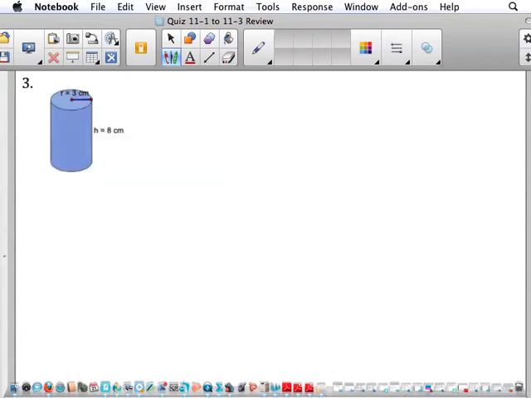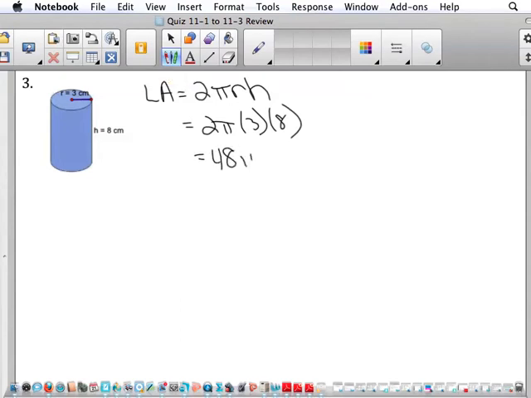Okay, let's take a look at number 3. Now I have a right circular cylinder with a radius of 3 and a height of 8. Again, the lateral area. This time, instead of saying perimeter, we're going to say circumference. Remember, the circumference of a circle is 2 pi r times the height, h. So the lateral area is 2 pi times the radius times the height. That's going to be 48 pi for the lateral area.